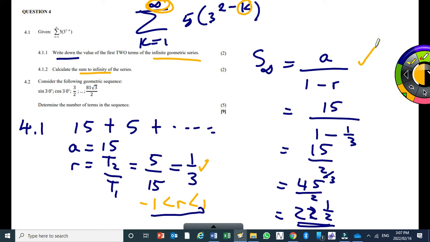So far, we haven't done a very challenging question among these questions. They are very straightforward. Now, 4.2 becomes more complex, right? 4.2 says, consider the following geometric sequence: sine 30, which you should know is a half, cos 30, square root of 3 over 2, then 3 over 2, dot, dot, up to the last term. So this is a geometric sequence. Now the question says determine the number of terms in the sequence. The last term is given, so all you have to do is determine the general term first. Finding the general term here is not that difficult.